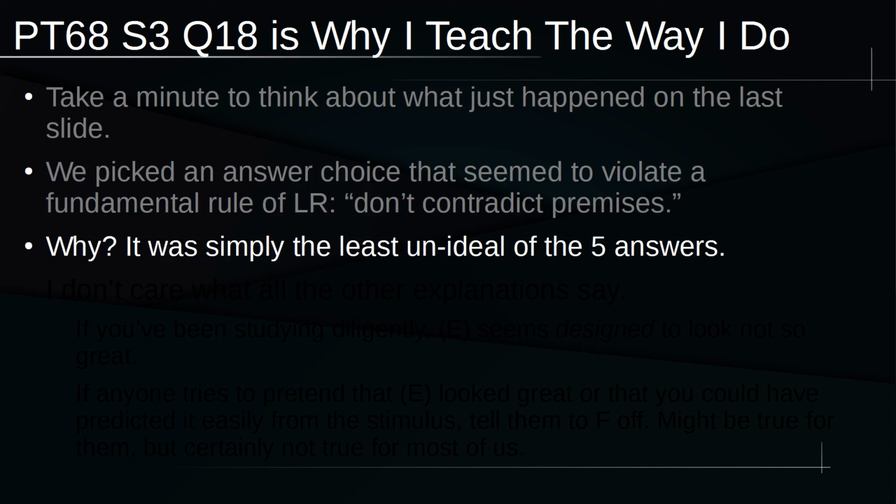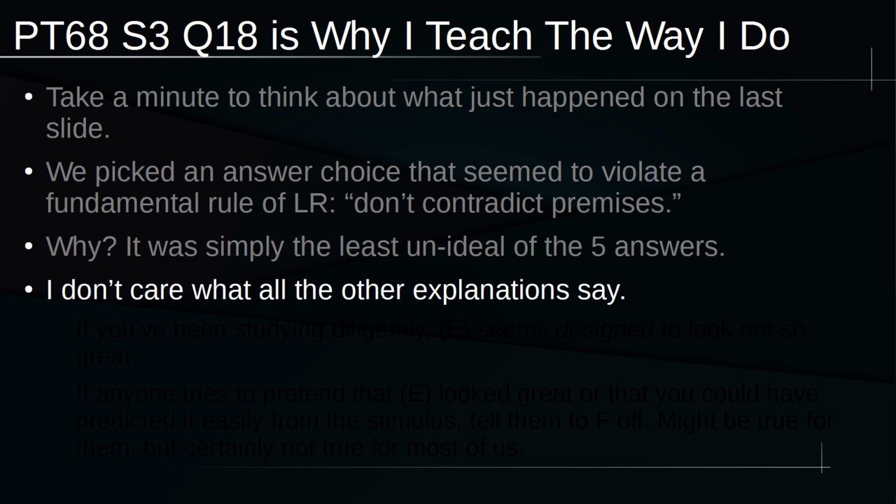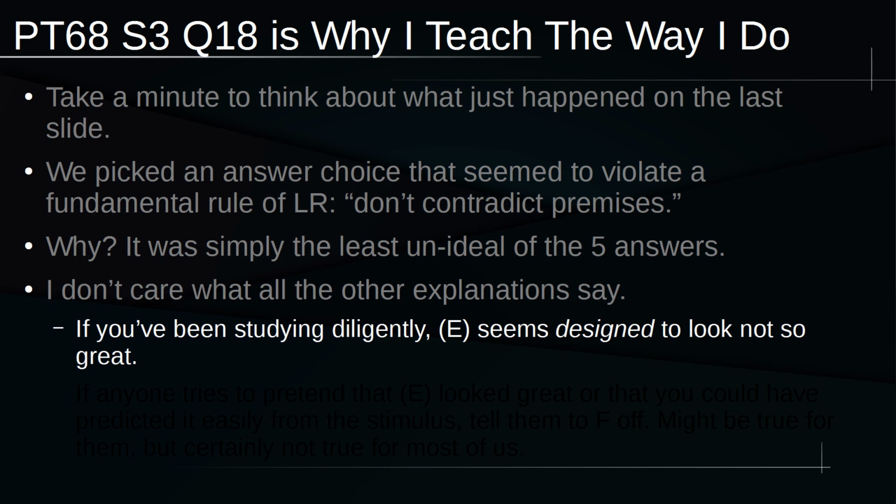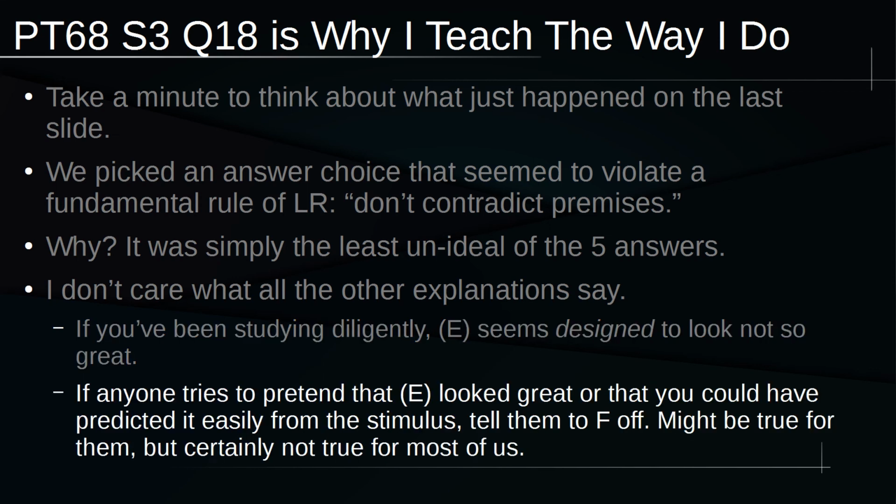So why did we ignore that good rule? Put simply, it was the least unideal of the 5 choices that we had. And you know what? I don't really care what all the other answer explanations out there are saying. So if you've been following and studying diligently, E seems designed to look unpromising. If anyone tries to tell you or pretend to you that E just looked great right off the bat, there was nothing wrong with it, or that you could have predicted it easily from the stimulus, tell them to get lost. It might be true for them, but it's certainly not true for most of us.